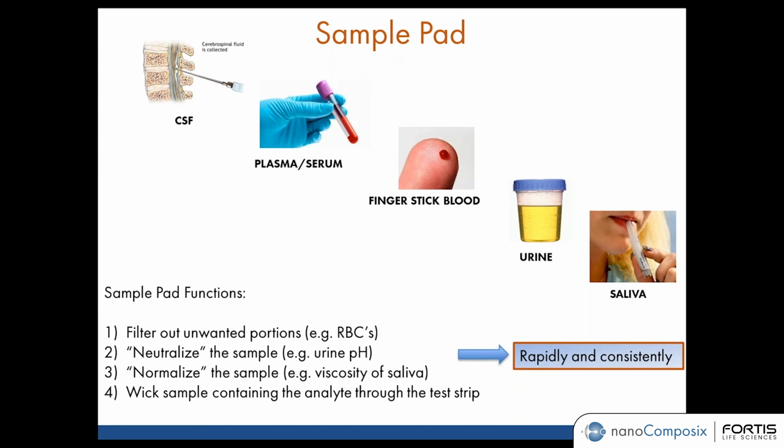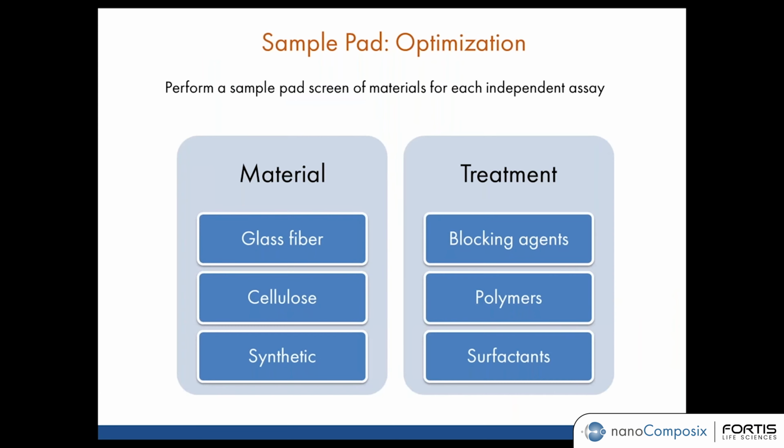For a lateral flow assay, the sample pad needs to be able to filter out unwanted portions of the sample, such as red blood cells. It needs to neutralize the sample, such as the urine pH, and it needs to normalize the sample, such as the viscosity variations seen in saliva samples. Most importantly, it needs to do all of these functions rapidly and consistently before wicking the sample through the test strip. It needs to provide the same recovery of analyte regardless of the sample variation.